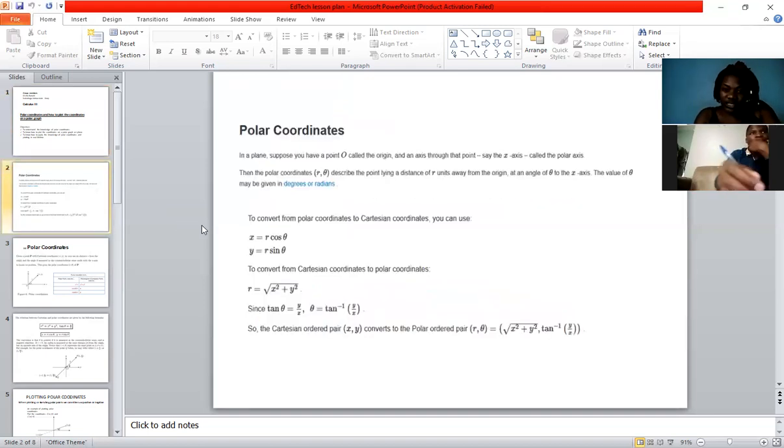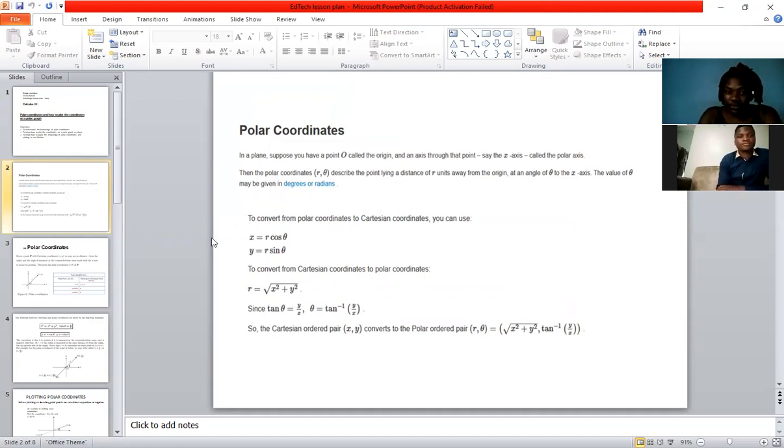So the polar coordinates, are you seeing my notes? Yes, I see them. Now in a plane, there is a point of origin and an axis through that point. On the point of origin, there is an axis that passes through it. It is either an x-axis or a y-axis. So now the polar coordinates are in the form of r, theta. R meaning the radius and theta is the angle.